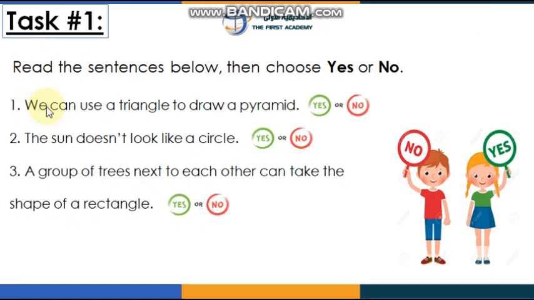Let's read question number 1. We can use a triangle to draw a pyramid. This is the pyramid, everyone. Let me draw it. Number 2, the sun doesn't look like a circle. Yes or no? A group of trees next to each other can take the shape of a rectangle. Yes or no? This is a circle, and this is the rectangle.